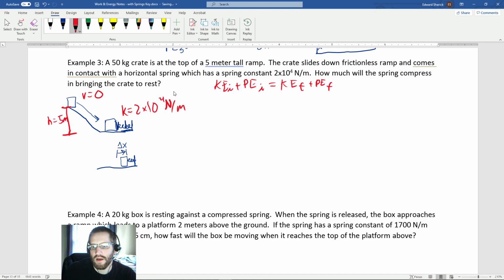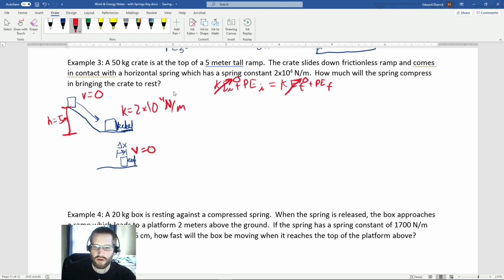We're starting with that. Now, here's what's interesting about this. I actually have both a gravitational potential energy here and a spring potential energy here. So I'm actually going to have initial potential energy and final potential energy, but we're going to use different equations for these. All right. KE initial is going to be 0 because velocity initial is 0. And as it goes down the ramp, collides with the spring, and then the crate comes to rest here, velocity is also going to be 0 there. So my final kinetic energy is also going to be 0.